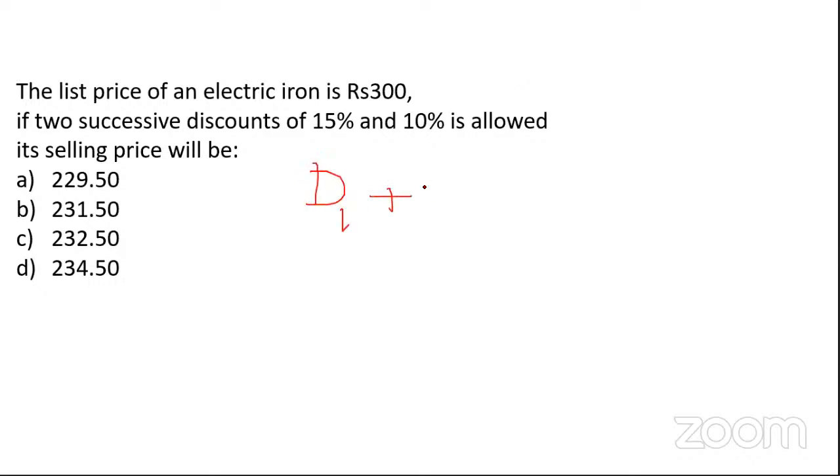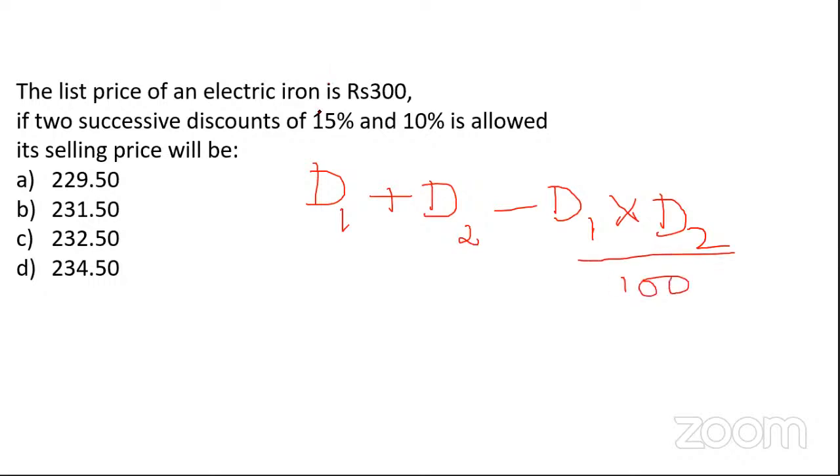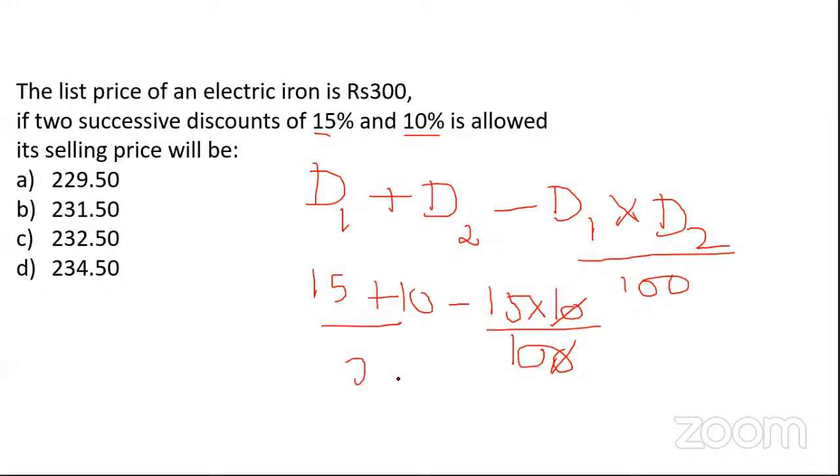Yes, D1 plus D2 minus D1 into D2 by 100. So the first discount is 15, the second is 10. If you substitute, 15 plus 10 minus 15 into 10 by 100. The zeros cancel. 15 plus 10 is 25. Here it is minus 1.5. So if you subtract, you will get 23.5. Correct. So out of 300, 23.5 is the value for this one.